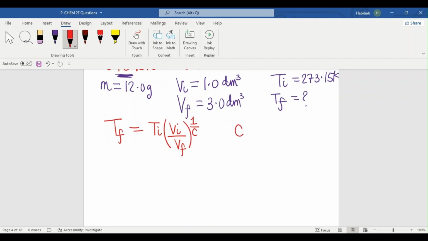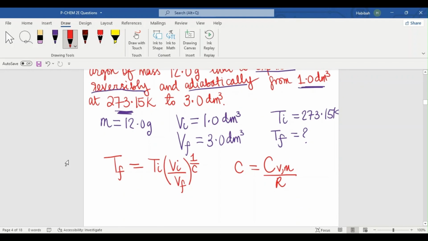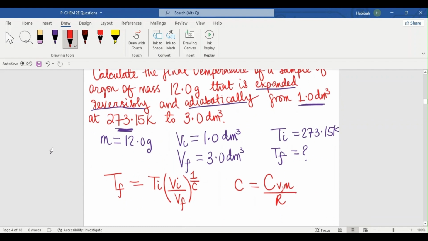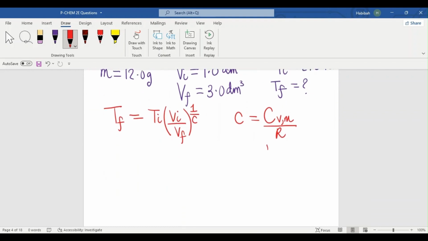Making sure to understand that C is equal to the molar heat capacity at constant volume divided by the gas constant R. So that is how you determine C. So in this particular case, we're not given the value for the molar heat capacity, right? But we can always Google it and determine the molar heat capacity of argon, a monoatomic gas. The molar heat capacity for this question is CV,m equals 12.47 joules per mole Kelvin. So when you Google it, you're going to find that.